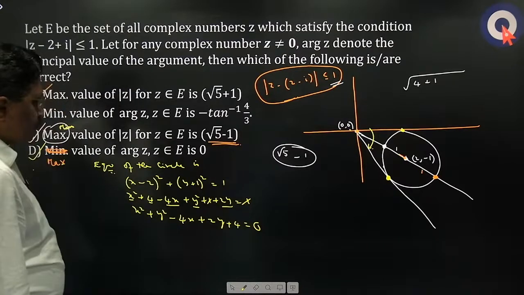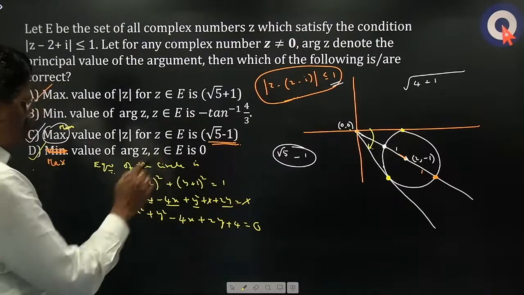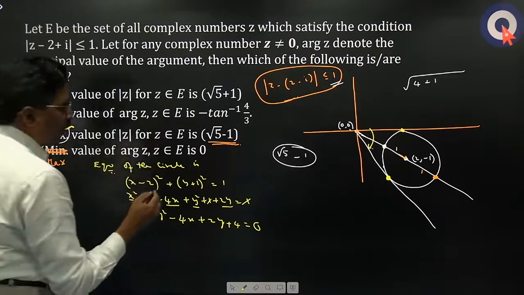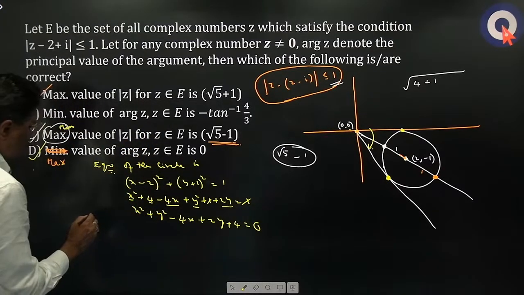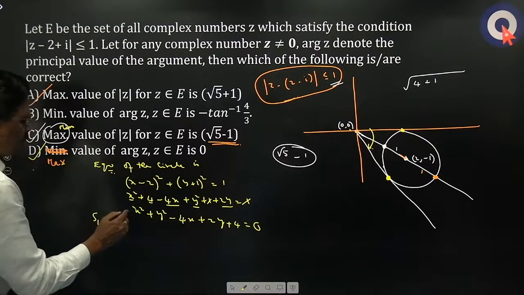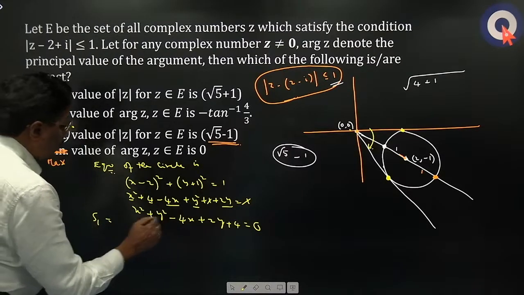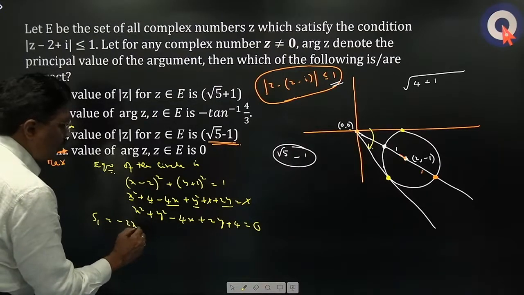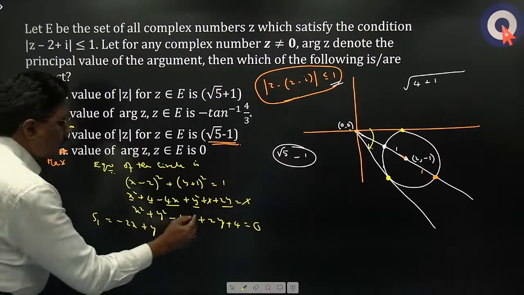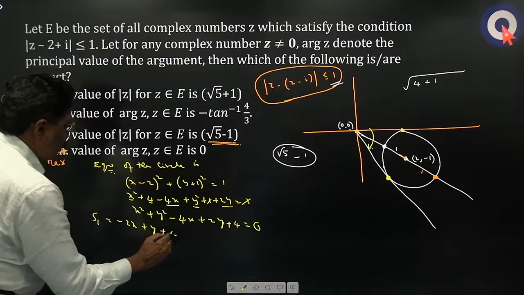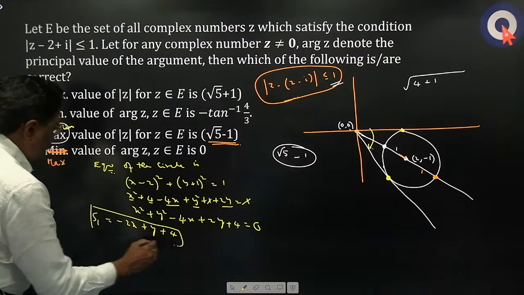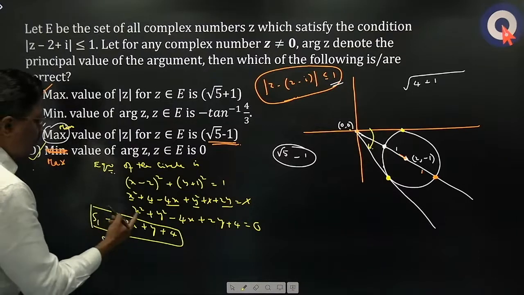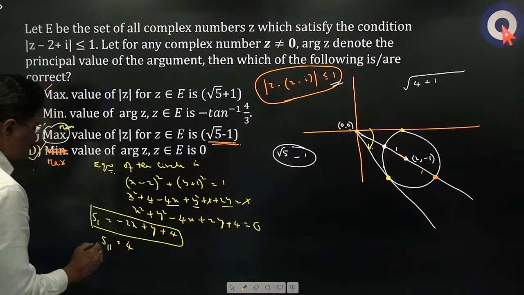Now S1, where the point under consideration is 0, 0, will be 0 minus 2 into (x plus x1), x1 is 0, plus (y plus y1), y1 is 0, plus 4. This is S1. Now S11 will be with x equal to 0, y equal to 0. I get S11 as 4.